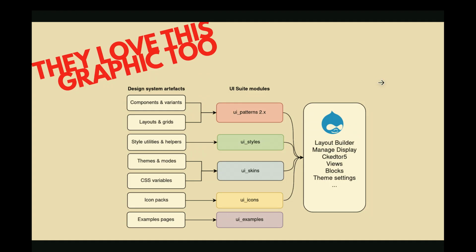This graphic is another breakdown of what UI Suite is trying to cover overall. You've got the components, variables, layouts, and grids that pipe into UI Patterns. Style utilities and helpers pipe into UI Styles. Themes and modes, CSS variables, into UI Skins, icon packs, UI Icons, and so on and so forth.